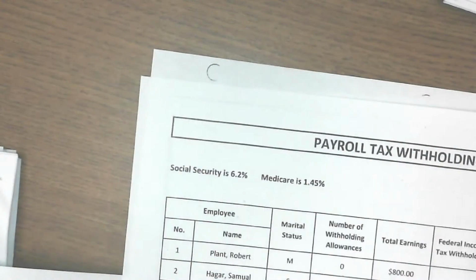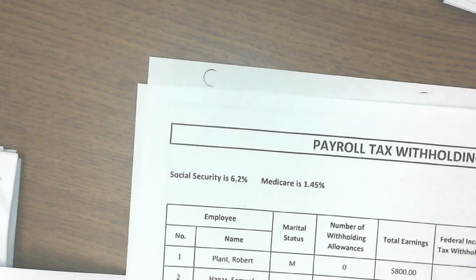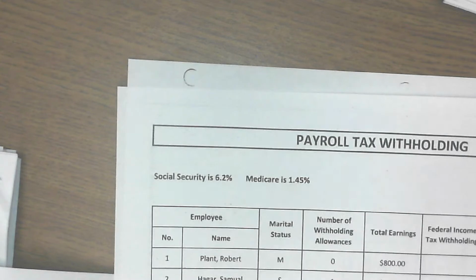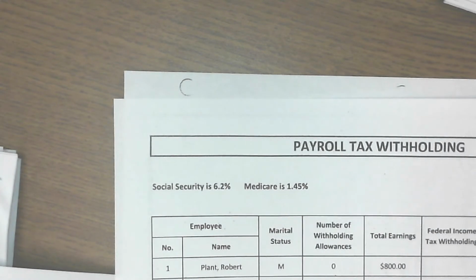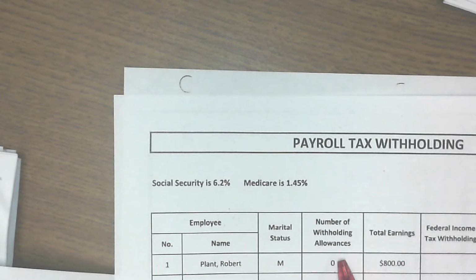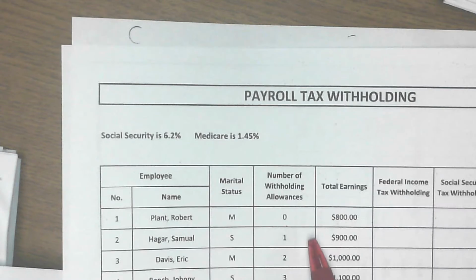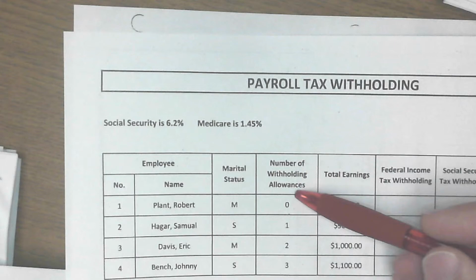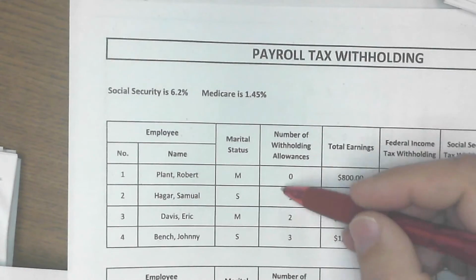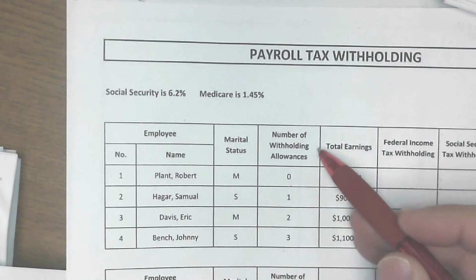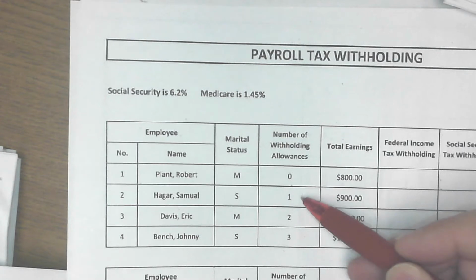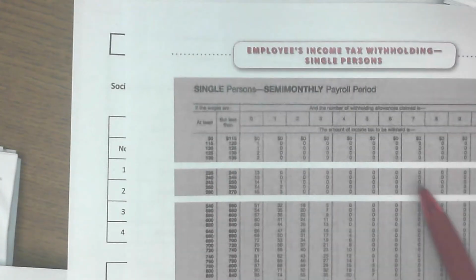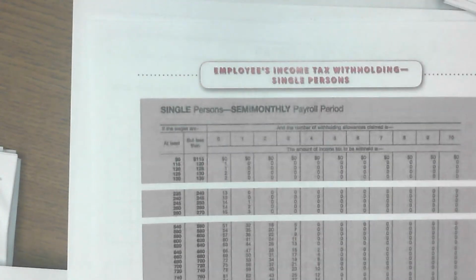Of the things that I showed in the PowerPoint the other day, just to remind you, one of the deductions you get on your taxes is withholding allowances, so that's the dependents that live in your house. We have that listed here in this column where it says number of allowances. That determines where you look on your tax table.